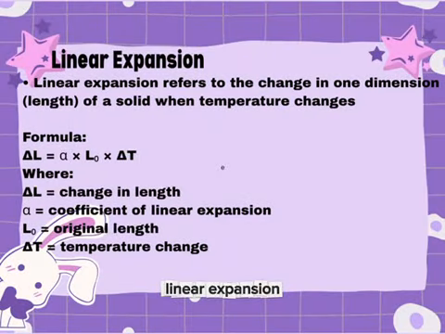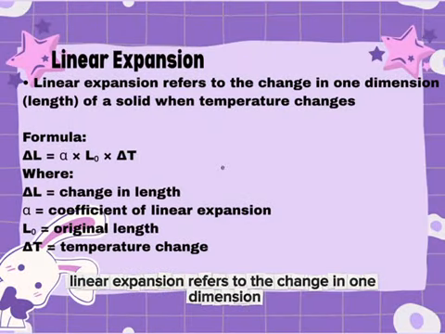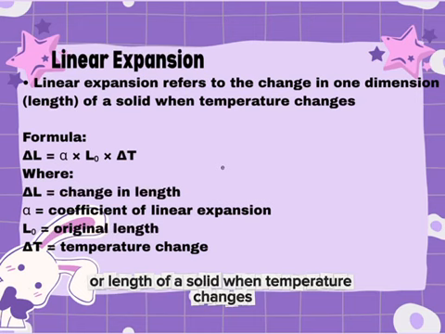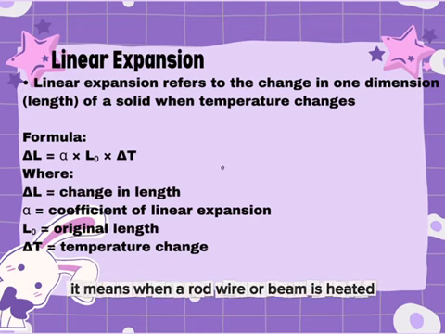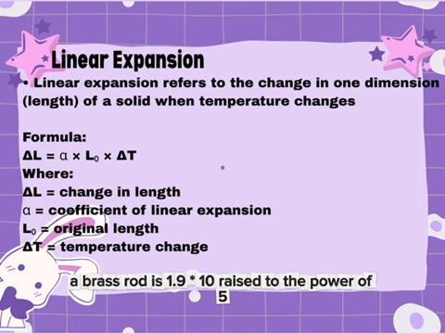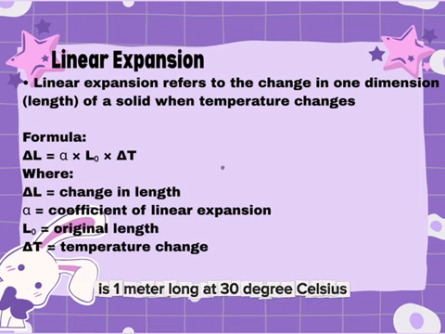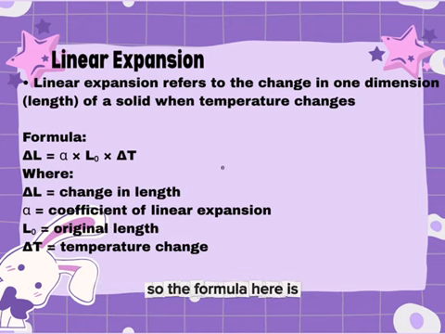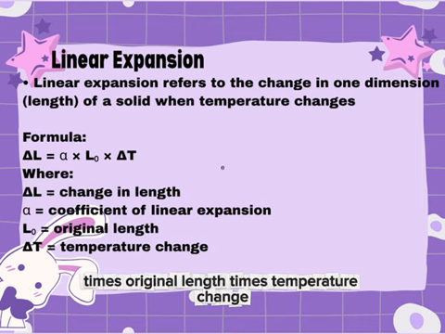Linear expansion. Linear expansion refers to the change in one dimension, or length, of a solid when temperature changes. It means when a rod, wire, or beam is heated, it becomes slightly longer. Example: a brass rod, with coefficient 1.9 times 10 raised to the power of -5, is 1 meter long at 30 degrees Celsius. So the formula here is change in length equals coefficient of linear expansion times original length times temperature change.